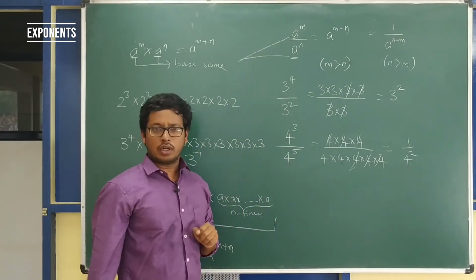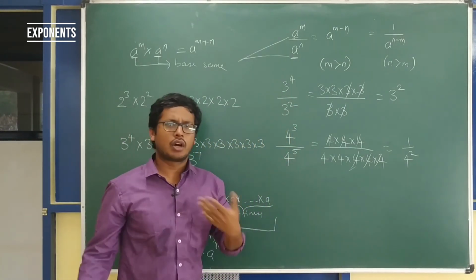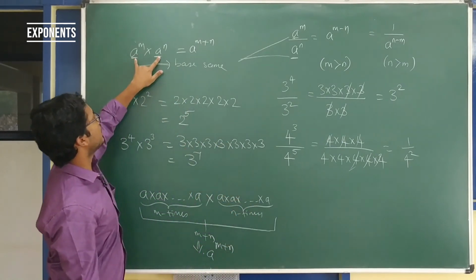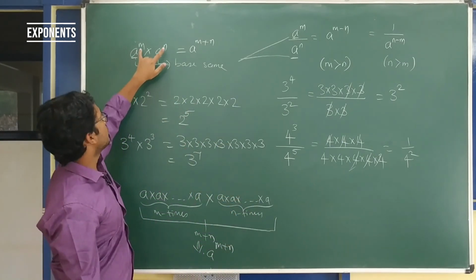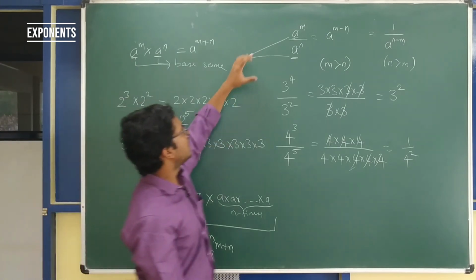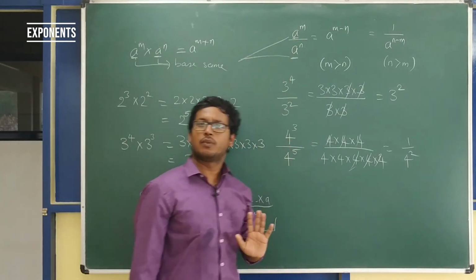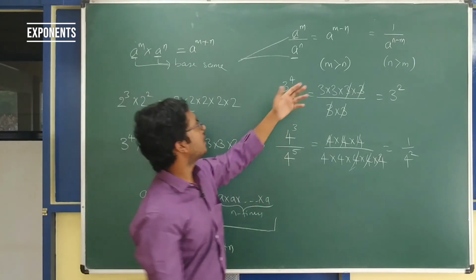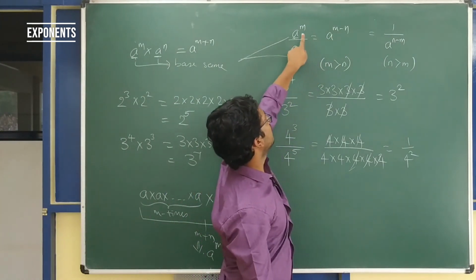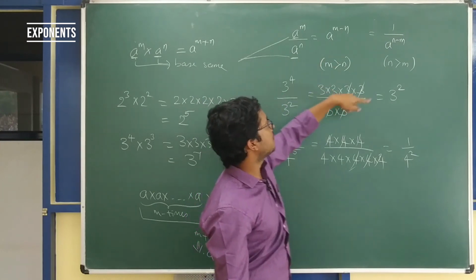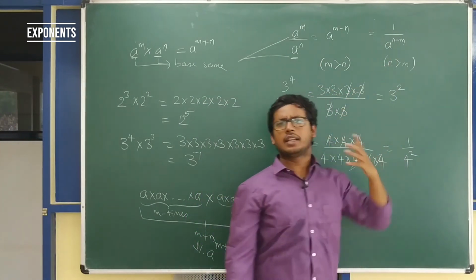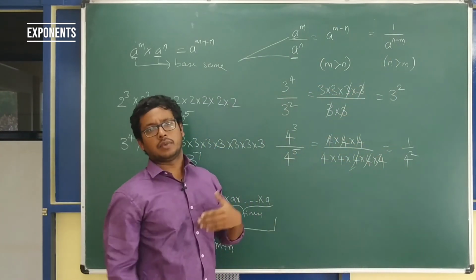So these are two important laws which are repeatedly applied. How do we remember this? If we are multiplying two powers with the same base, you add the powers. If you are dividing two powers with the same base, you subtract the powers. Very simple thing. Subtraction can happen in the numerator if m is greater than n, and in the denominator if n is greater than m. Simple thing.